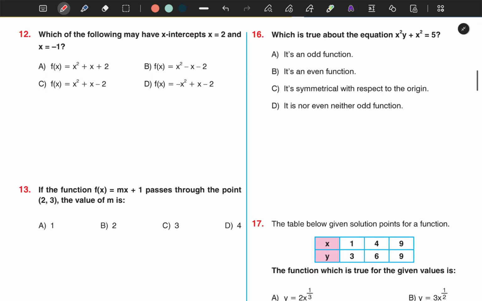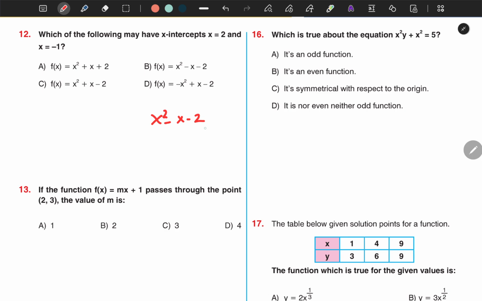Which of the following may have x-intercepts equal to 2 and negative 1? Okay, this is one of the factorization questions, guys. Either you can check it this way, but you can also use the substitution method. It's up to you. Let me check. Look, x squared minus x minus 2.